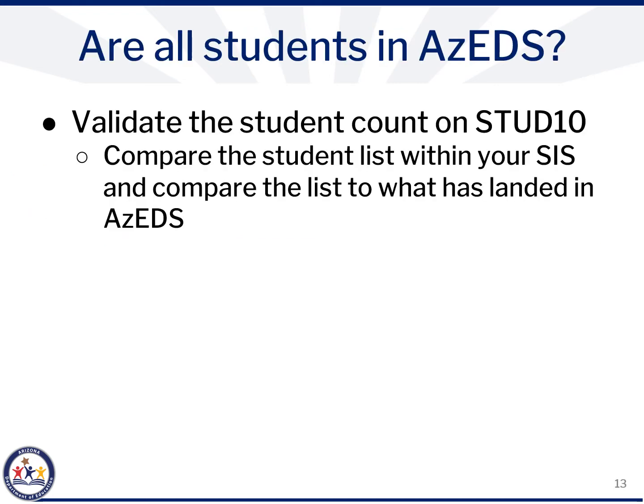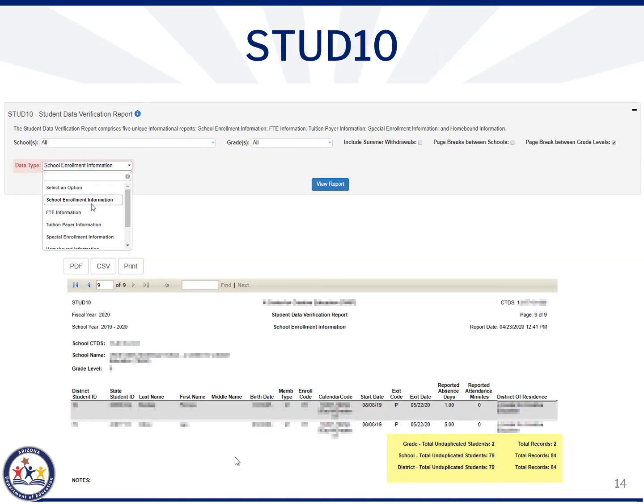Once you have validated or resolved that the students are in fact passing integrity on the Integ 15 and the numbers still are not matching or showing the result that you expect, the next thing you'll want to do is validate if your students are in AZEDS as you expected them to be. One way that you can do that is by pulling the STUD 10 report within the AZEDS portal. The STUD 10 report is a student data verification report.